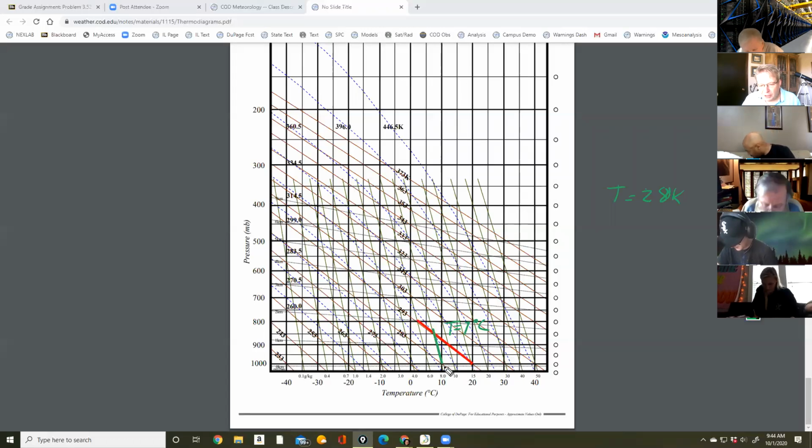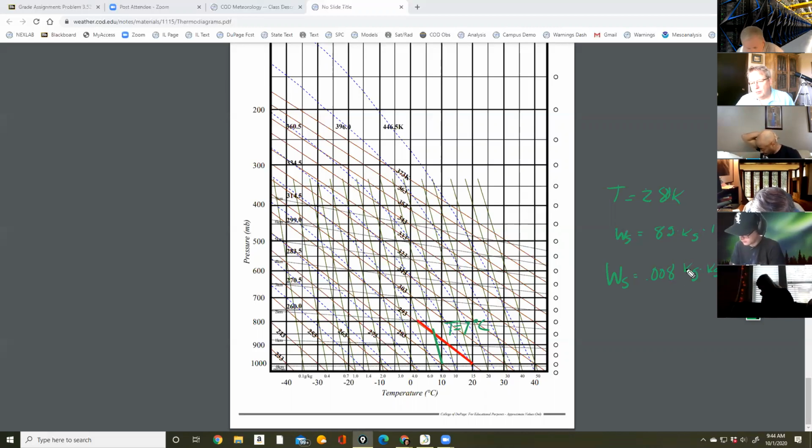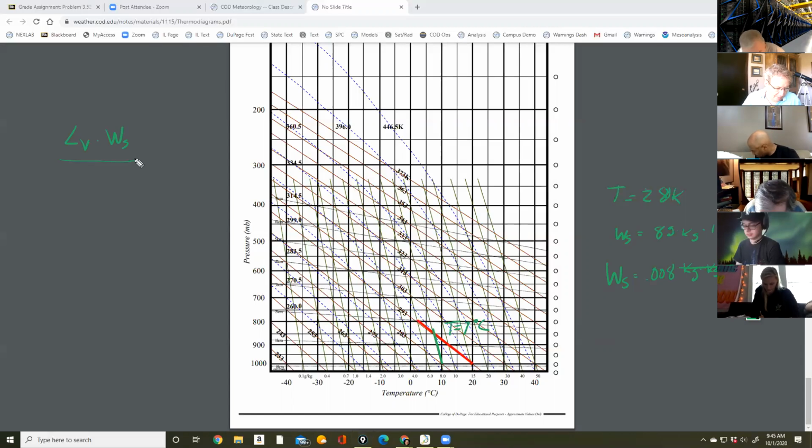Now W sub S should equal W because it's the same. So W sub S is 8 grams per kilogram? Yes, but that's not what you use. You use kilograms per kilogram, because there's no unit, so you're putting in W as 0.008. Now in the equation you need L_v times W sub S divided by C_p T. So we have 1,004 times 0.008 divided by... I don't know the number offhand. It's in your appendix, so that's the number you need to know.